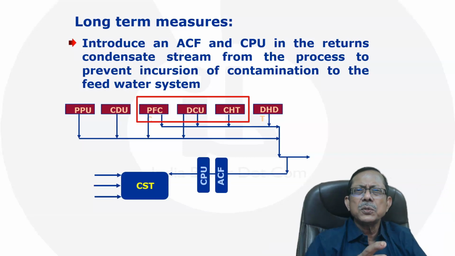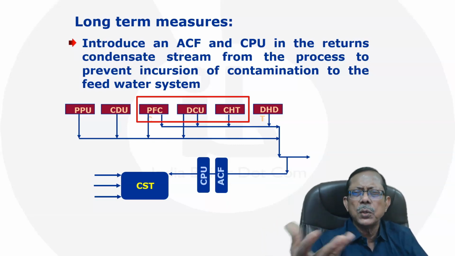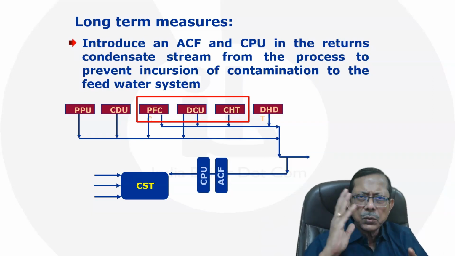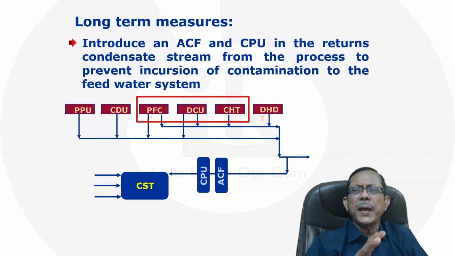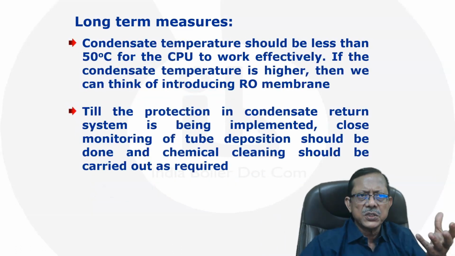So before it comes to their condensate storage tank, one final defense should be there. One activated carbon filter, because it's a petrochemical plant, so hydrocarbon contamination is possible. So one ACF followed by one condensate polishing unit will be the final defense. But again, if you want the condensate polishing unit to work, then the temperature is another thing which is important.